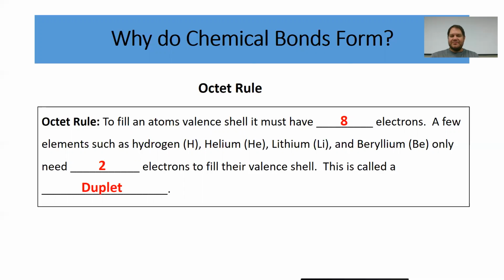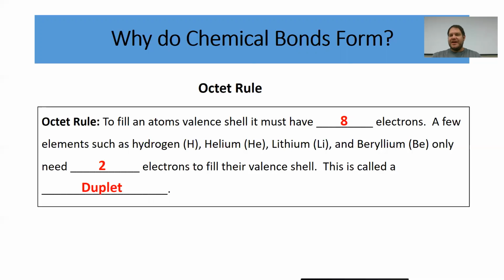However, a few elements such as hydrogen, helium, lithium, or beryllium are okay with having 2 electrons in their valence shell and having that as their full valence shell. Okay, and in this case, instead of calling it an octet, we usually call it a duplet. So it's really important to understand the octet rule. Again, the magical number for most atoms is 8 valence electrons in the outer shell, the valence shell, in order to have a full valence shell and therefore a happy low state of potential energy.